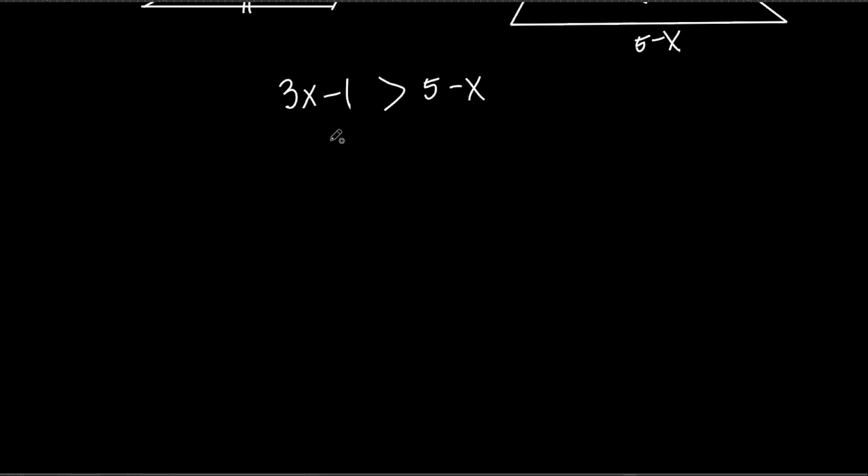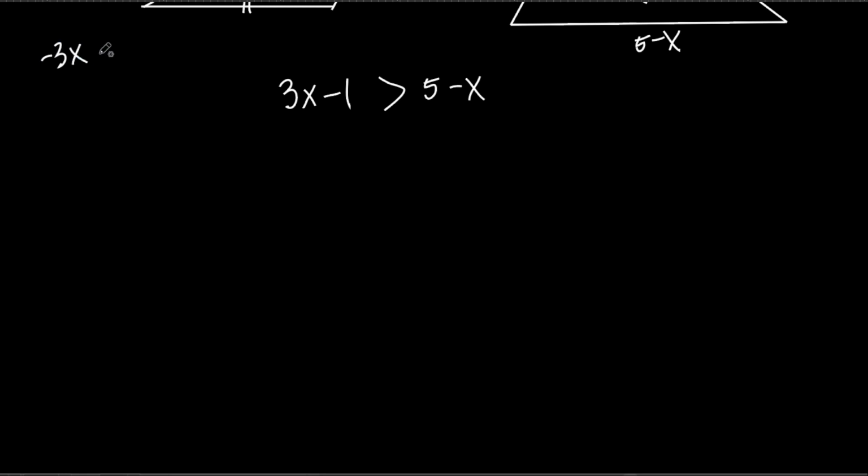So let's do some algebra. When you do algebra with less than or greater than, you do it exactly the same as if it was an equal sign, with one exception. Do you remember? Well, actually, two exceptions. But what's the exception? If you multiply or divide by a negative number. Anybody remember that? Okay, so watch.